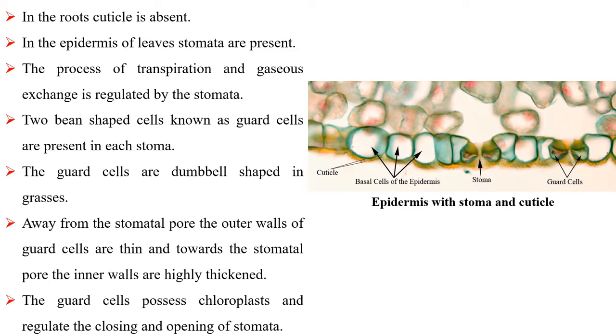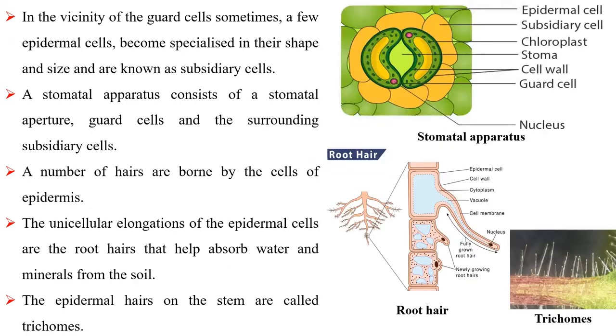Two bean-shaped cells known as guard cells are present in each stoma. The guard cells are dumbbell-shaped in grasses. Away from the stomatal pore, the outer walls of guard cells are thin, and towards the stomatal pore, the inner walls are highly thickened. The guard cells possess chloroplasts and regulate the opening and closing of stomata. In the vicinity of the guard cells, sometimes a few epidermal cells become specialized in their shape and size and are known as subsidiary cells. A stomatal apparatus consists of a stomatal aperture, guard cells, and the surrounding subsidiary cells.